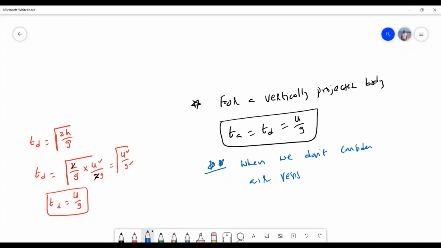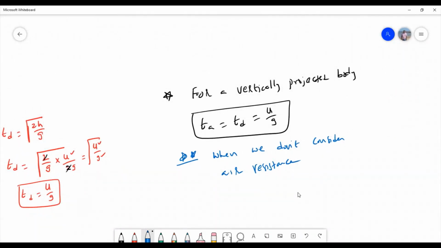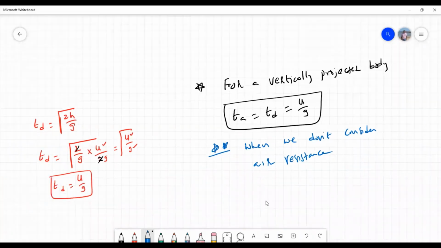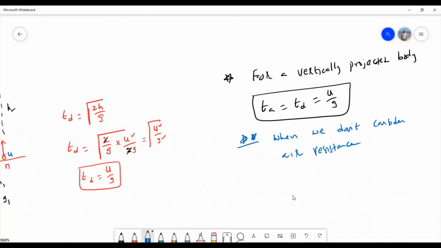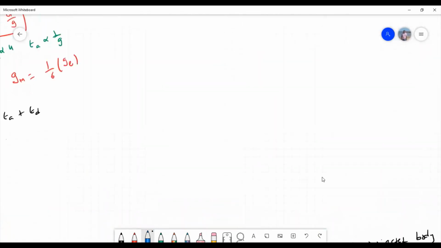All the equations that we are deriving in kinematics, we derive keeping in mind that there is no air resistance. We don't consider air resistance unless it is specified in the problem. Otherwise, no need to consider air resistance. If we consider air resistance, they'll be different. We'll discuss them later. So an important point to understand is that time of ascent is always equal to time of descent, which is equal to u by g.